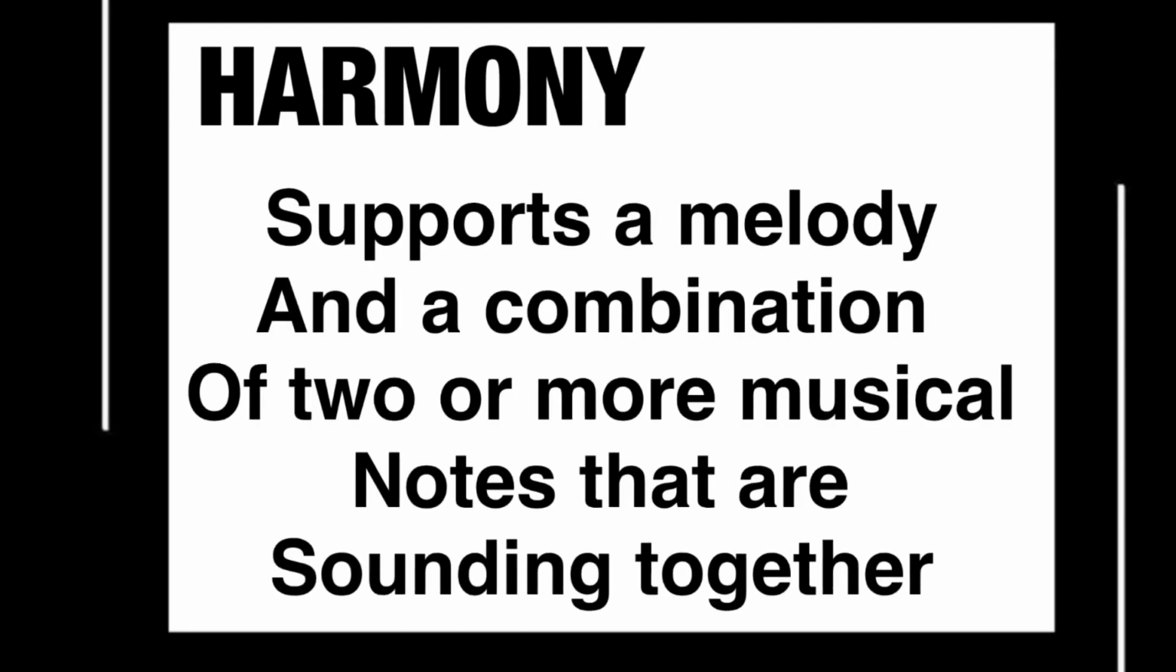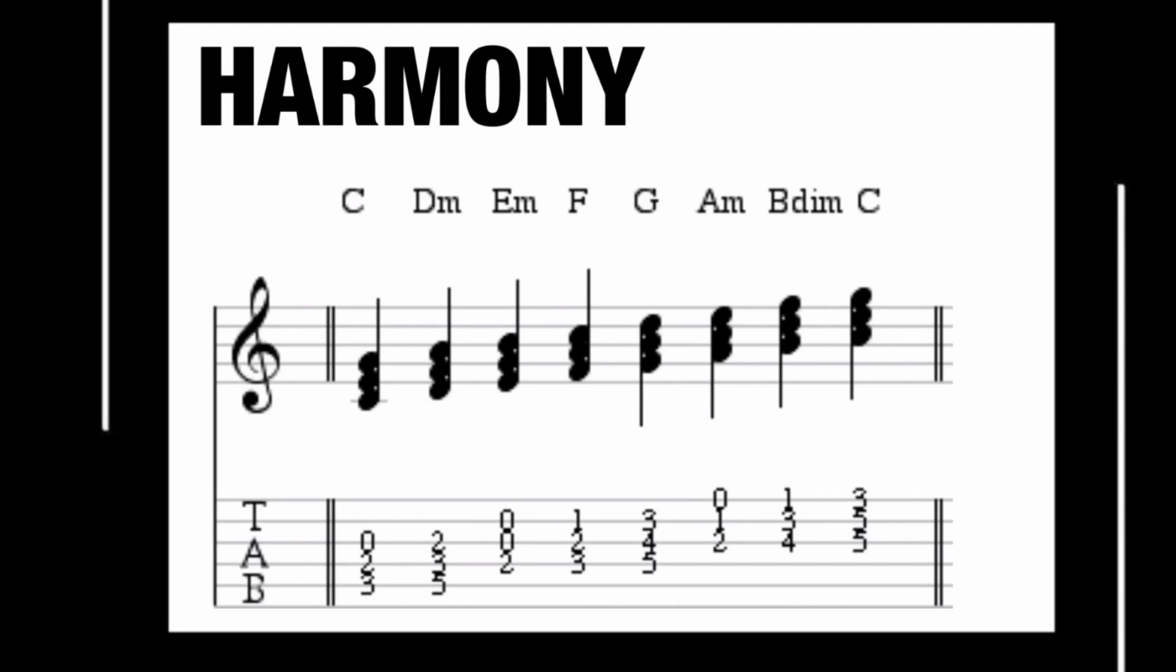Another element of music that we have is harmony. Harmony supports a melody and is a combination of two or more musical notes sounding together. Harmony can also be heard in chords. Now let me play to you some examples of those chords. Let's start with the C major.